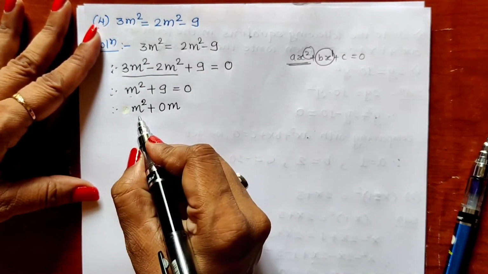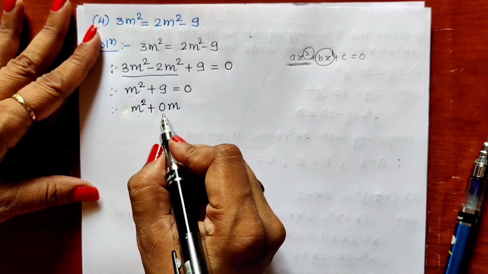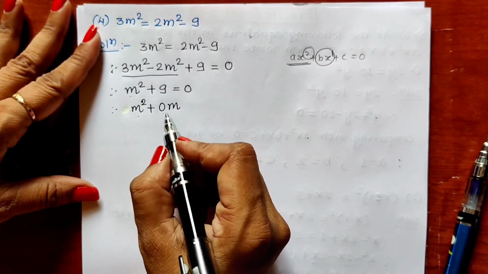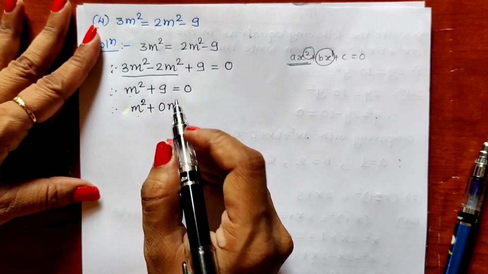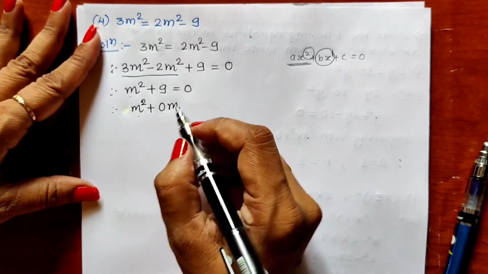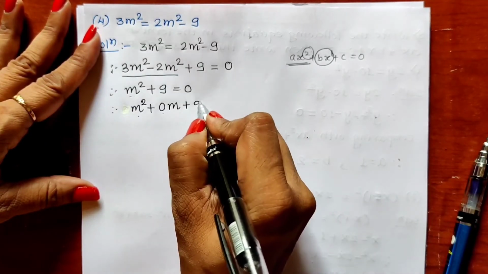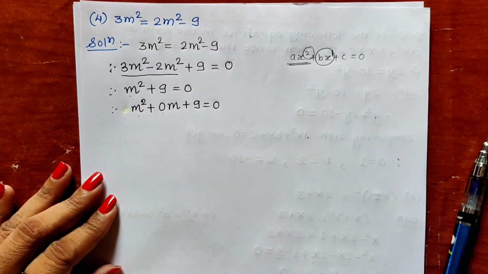Write the variable of the equation. M is there, so we will write m with coefficient 0. 0m means 0 only, so we are adding 0. Adding 0 doesn't change any value of the equation. Because the term is missing, we have to write it with 0. 0m plus 9 is equal to 0. Now it is in this format, we can compare.